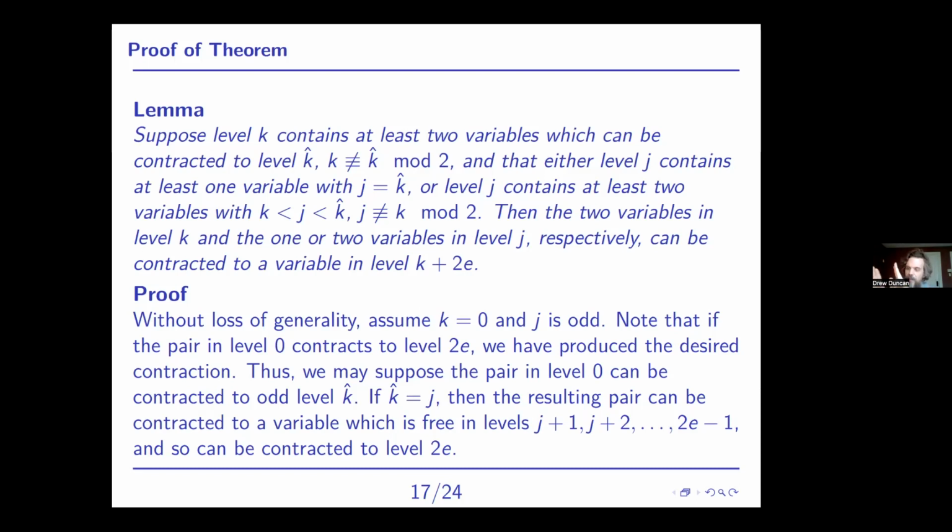If it contracts to after this one, then because it was free in this odd level right here, we can make it contract right here. And then we can perform another contraction, and just by the same reasoning as in the last lemma, that contraction can be made to go all the way to level 2e. If the contraction goes to this even numbered level before this odd level, then remember that this variable was free in that even numbered level, and so it could be made to go there instead. And again, we have the same reasoning, and we can go to level 2e. So that's what's going on in this lemma, but it's a little more difficult to state precisely.